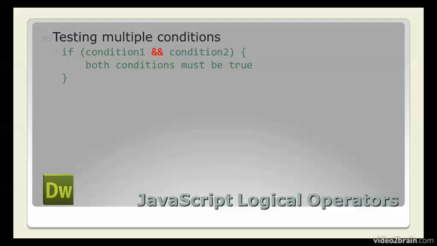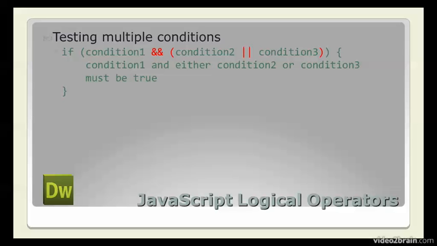This is JavaScript's way of saying AND. So, if you have two conditions separated by a pair of ampersands, both conditions must be true for the code inside the curly braces to be executed. The way of saying OR is with two vertical pipes. So either condition 1 or condition 2 must be true for the code to be executed. These examples use just two conditions, but you can have as many conditions as you like.